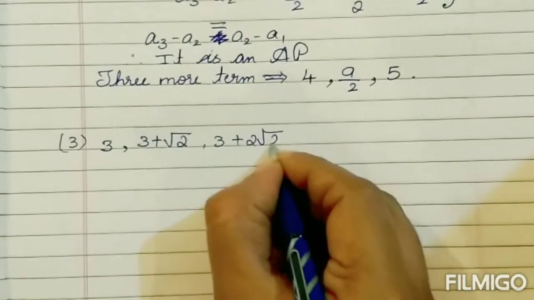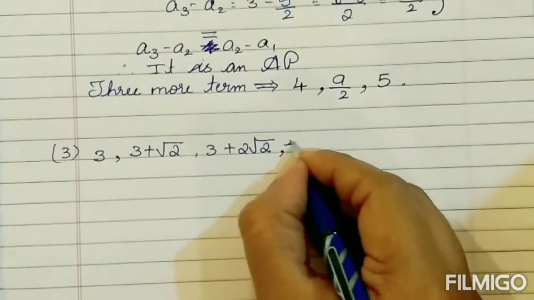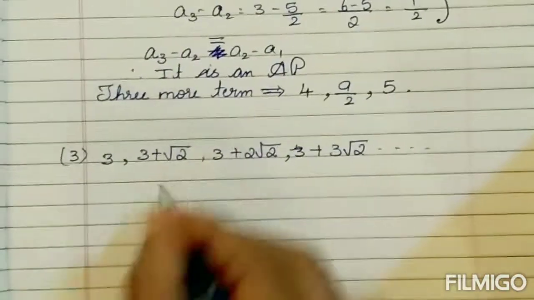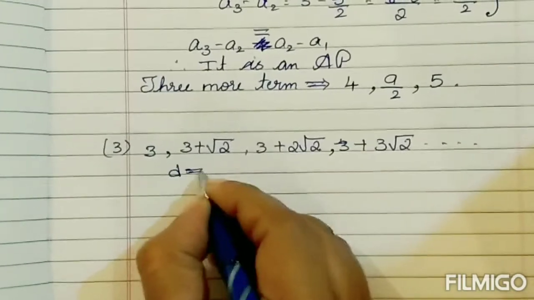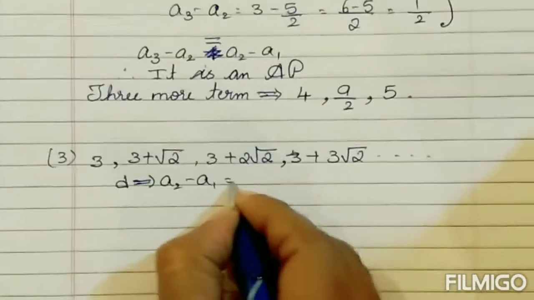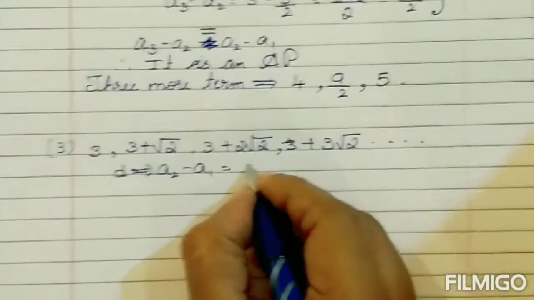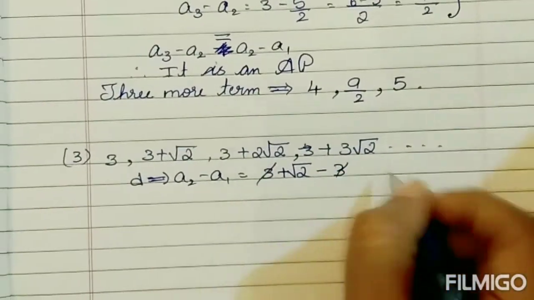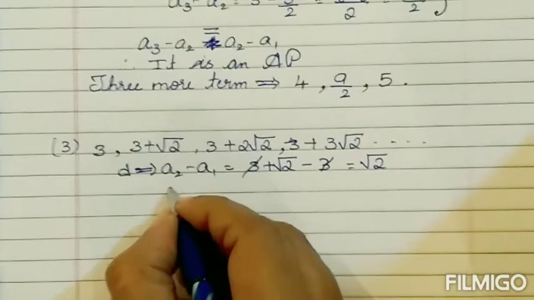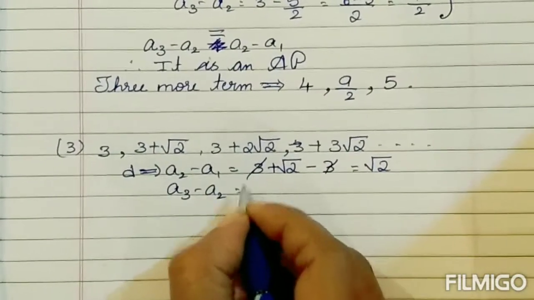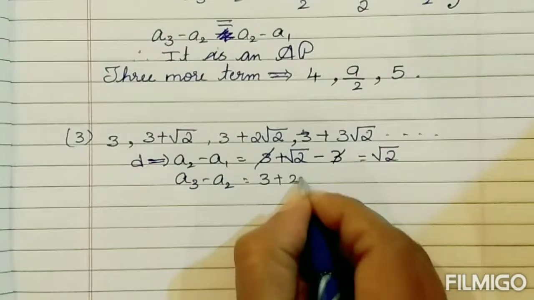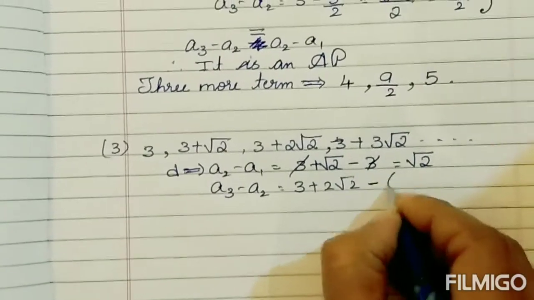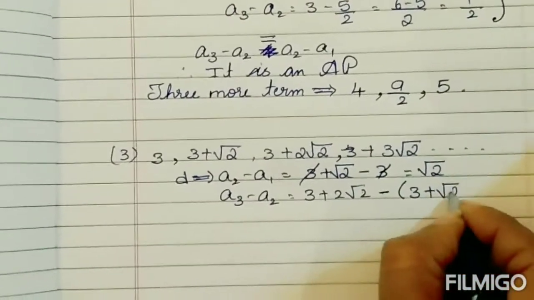3, 3 plus square root of 2, 3 plus 2 square root of 2, 3 plus 3 square root of 2. Now you have to find out the common difference. A2 minus A1: 3 plus square root of 2 minus 3. 3 minus 3 cancel. Left is square root of 2. A3 minus A2. A3 will be this, 3 plus 2 square root of 2, and A2 is 3 plus square root of 2.